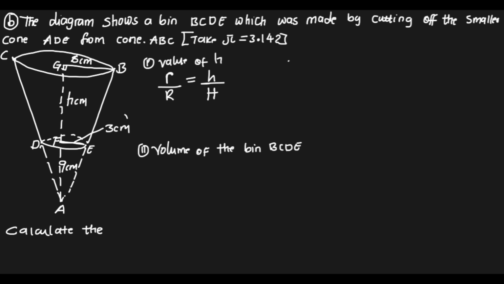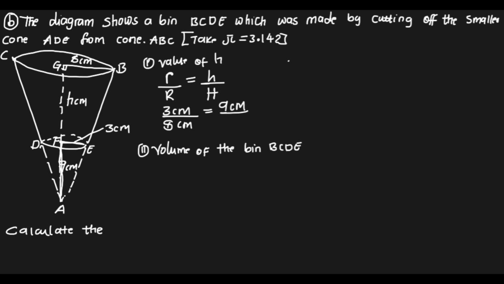So the radius of the smaller cone is 3 centimeters. So we substitute, we have 3 centimeters over the radius of the larger cone, which is 8 centimeters, is equal to the height of the smaller cone over... If we remove this cone, the height of the smaller cone is just this distance from F up to A. So this is 9 centimeters. So we have 9 centimeters over.